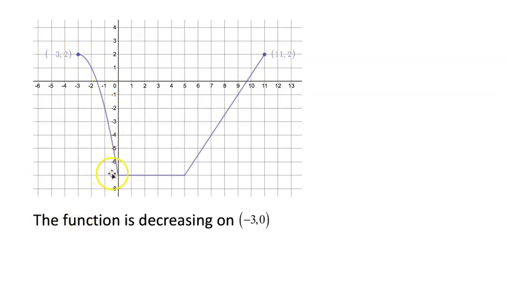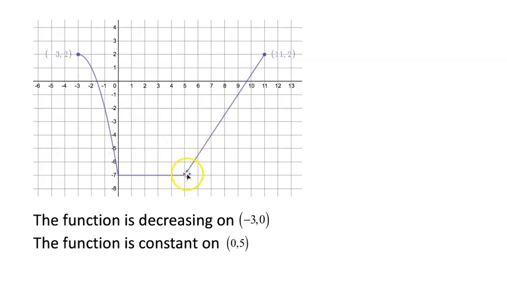And then what happens here? The function is constant. From what to what? The x value of 0 to the x value of 5 before it starts increasing again. So the function is constant on the interval from 0 to 5. And then what happens beyond that? Then we say that the function is increasing where? As x ranges from 5 till 11.